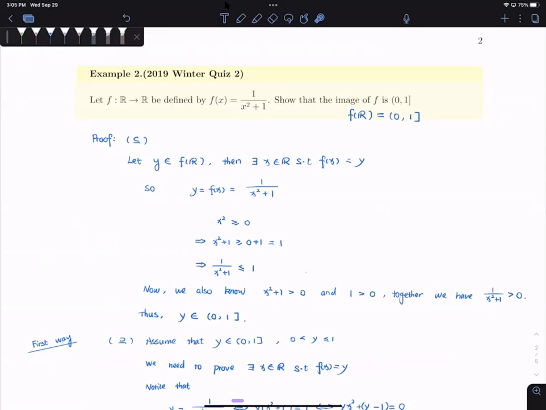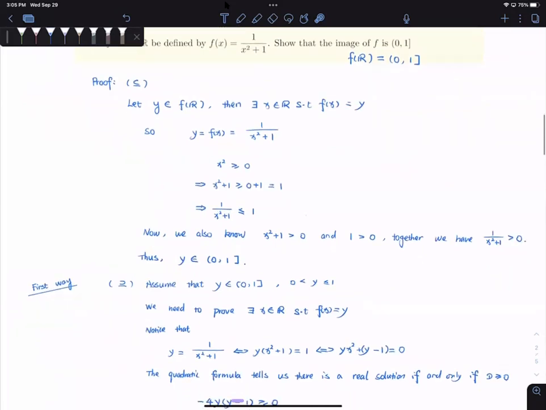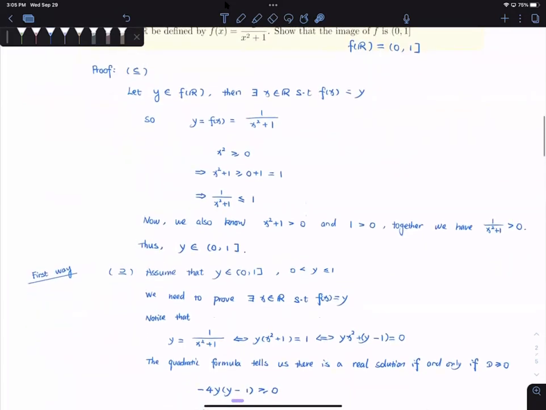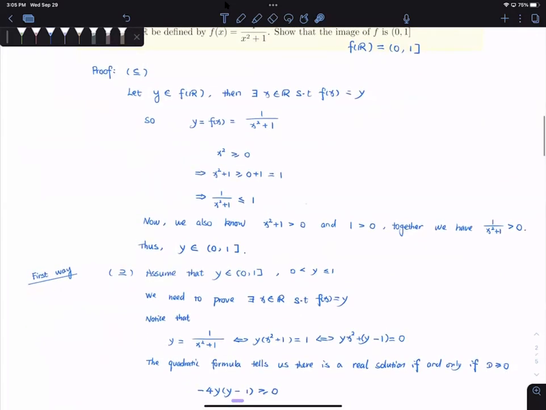Since x is an element of R, f of x equals f of R. Huh? No, since x is an element of R, f of x is an element of f of R, not equal.